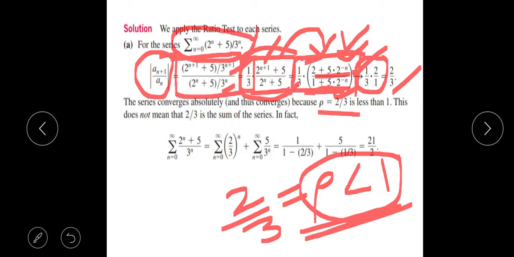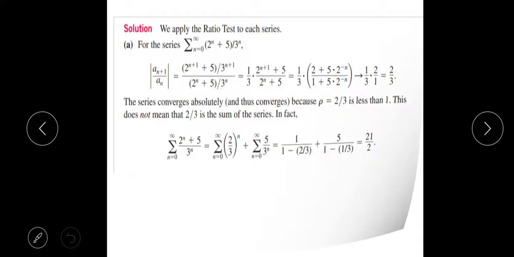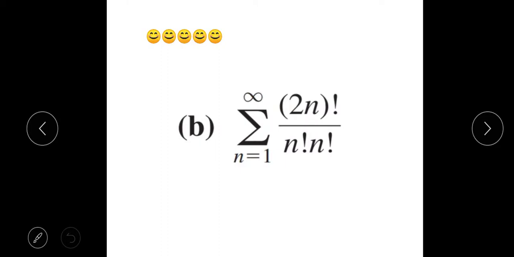Now furthermore, if you want to calculate the sum of the series, you may proceed like this, and the result will be 21 upon 2. Let us see another question. This is question number 2.